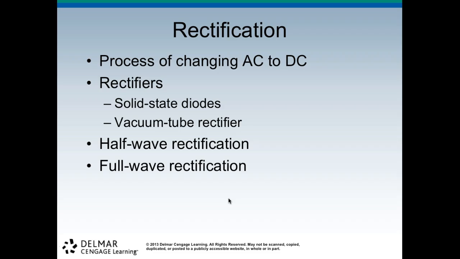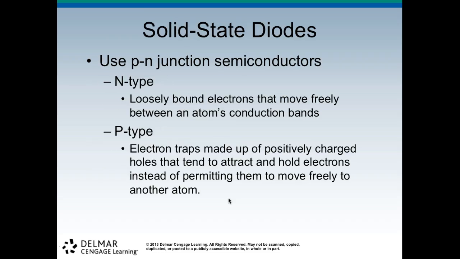Rectification is the process of changing AC to DC. There are solid-state diodes and vacuum tube rectifiers, and there's half-wave and full-wave rectification. Solid-state diodes use a P to N junction with semiconductors.